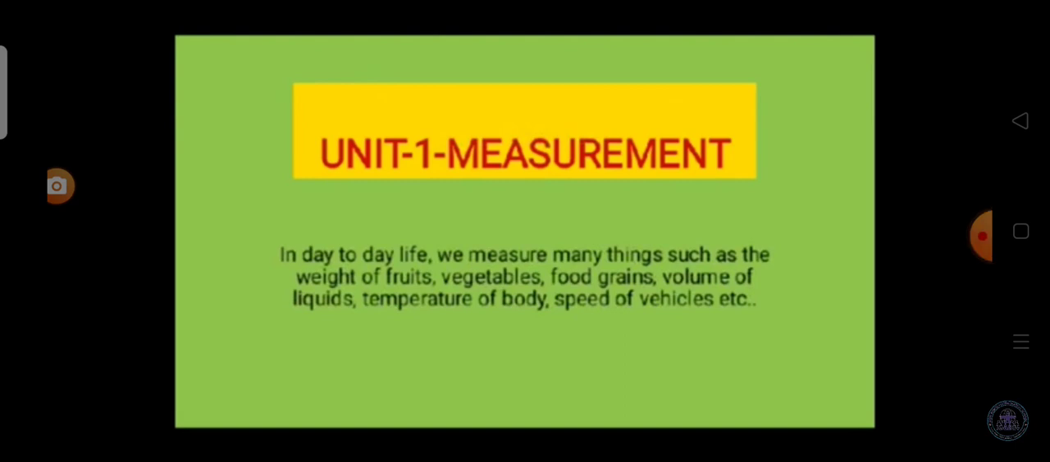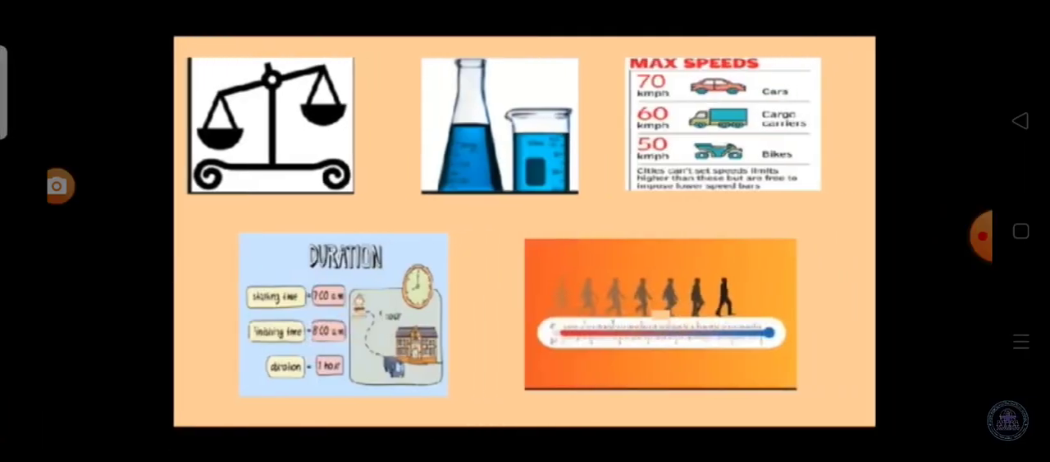In our day to day life, we measure many things such as weight of fruits, vegetables, food grains, volume of liquids, temperature of body, speed of vehicles. For measuring vegetables, we use kilogram. We use meter for cloth, second for time, and a liter for milk.